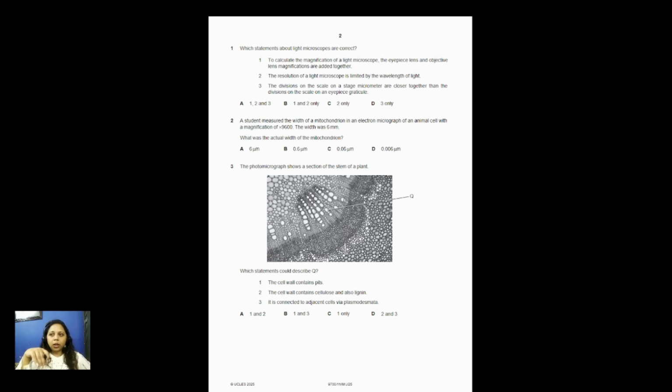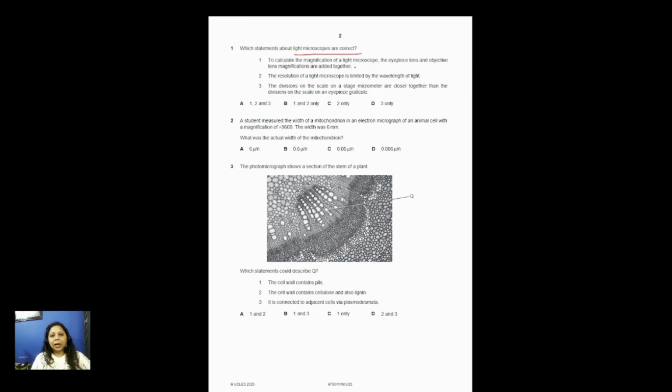Okay, first one is, which statements about light microscopes are correct? This is the one that we usually use in our labs. We can plug it in, but that is also a light. We are using a light source for the magnification. That's why it is called a light microscope. Let's go into the options and see which options are correct or which are not.